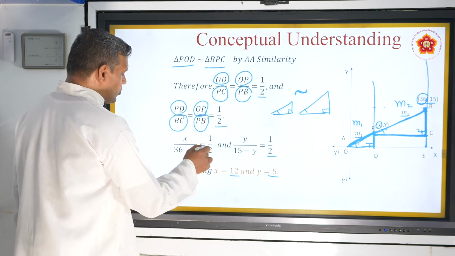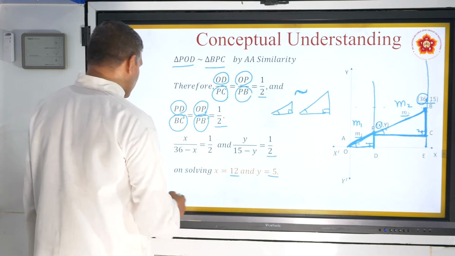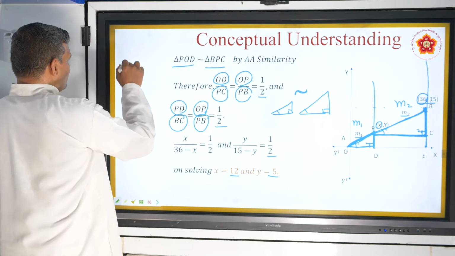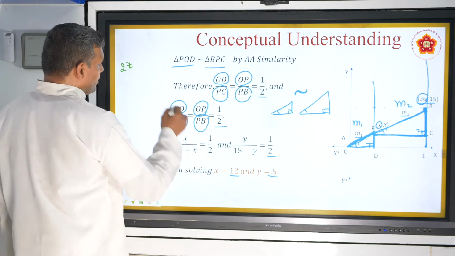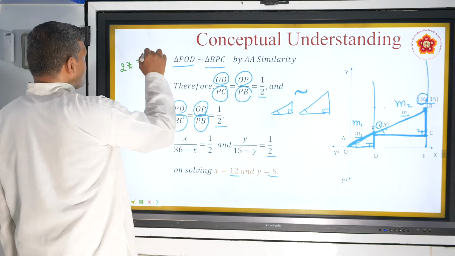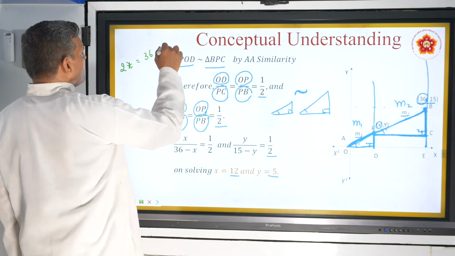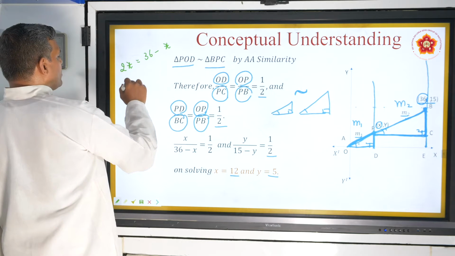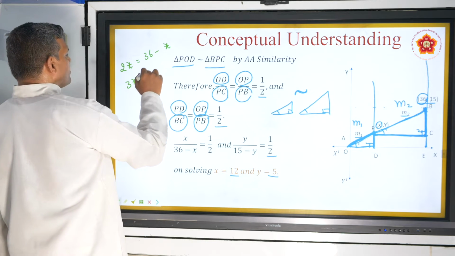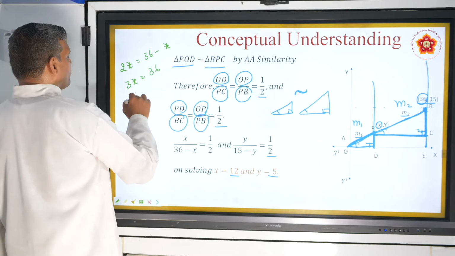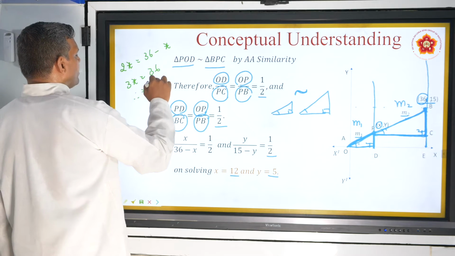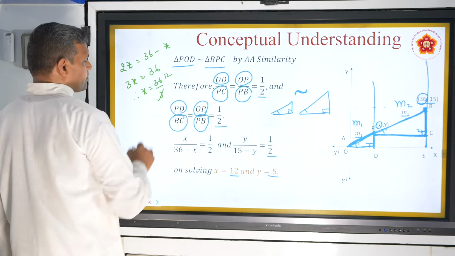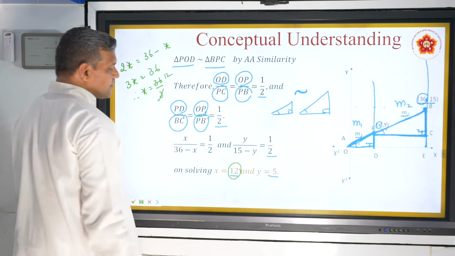x into 2 is equal to 2x, and multiply here. Let us solve it. Here 2 into x is equal to 2x. So what will you get? That is equal to 36 minus x. Minus x you transpose to this side, it becomes plus x. 2x plus x is equal to 3x. 3x is equal to 36. Therefore, x is equal to 36 by 3. Hence x is equal to 12. You got the first answer.